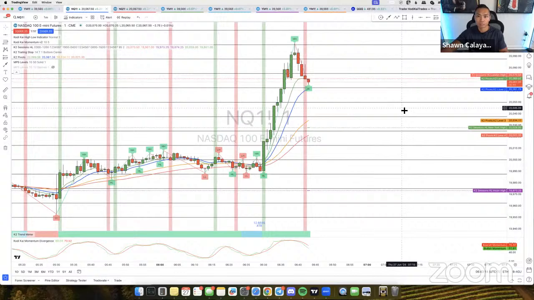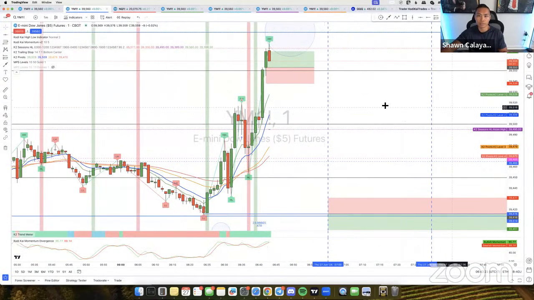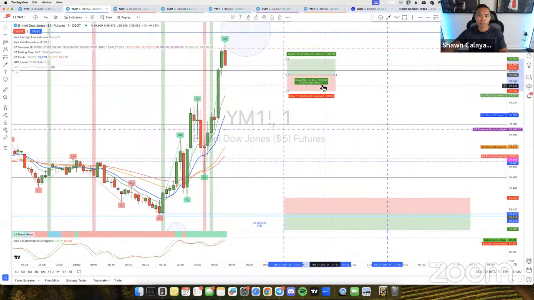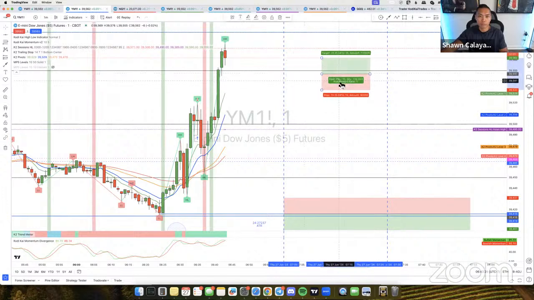NQ is actually slow today, so let's stick with YM. NQ is not really moving as fast as it was yesterday or the day before. All right, so the bullish push right here has kind of died out a little bit. I'm gonna wait for it to retrace back.